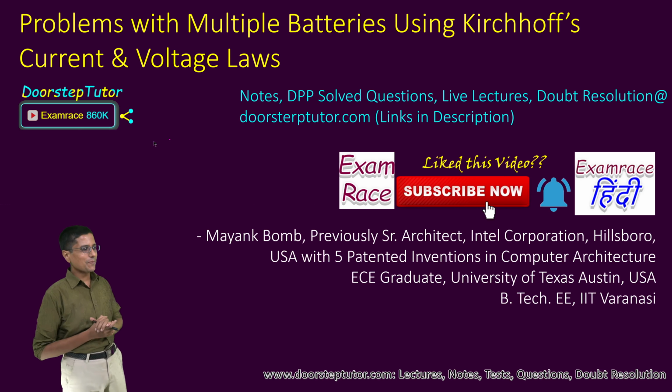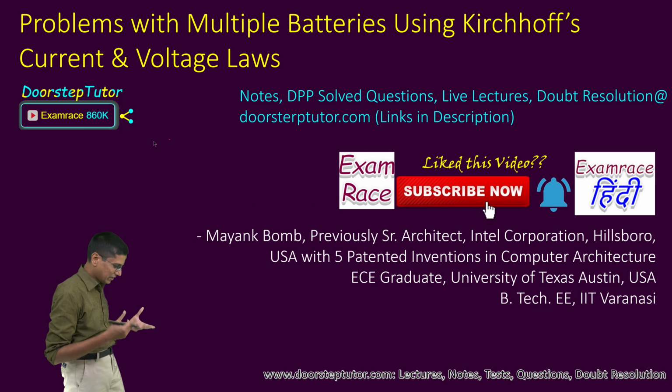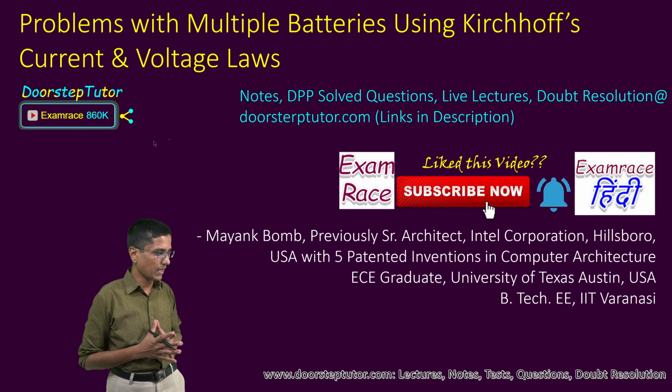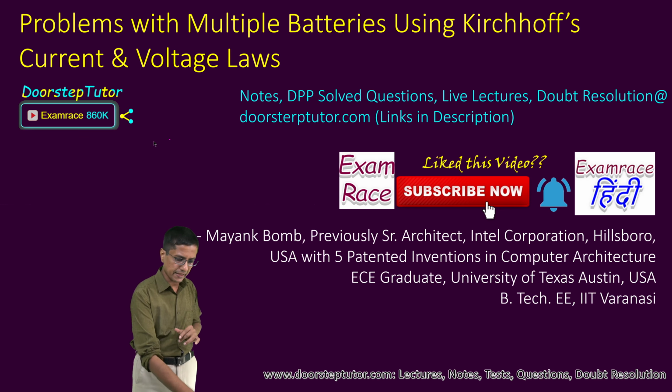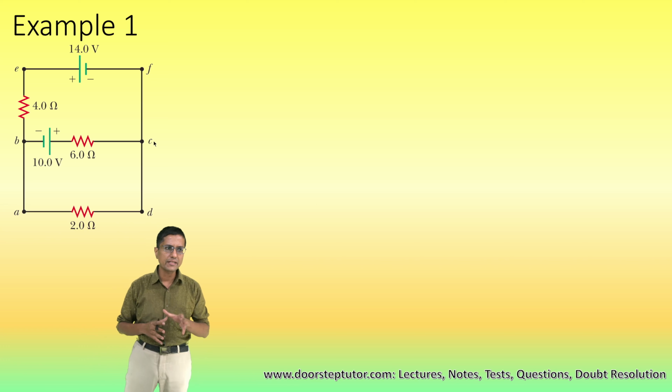Now we already know how to apply KCL and KVL, the loop rule and the node rule. We have already learned how to use them in simple circuits. So here we'll deal with slightly more complicated circuits which have batteries.